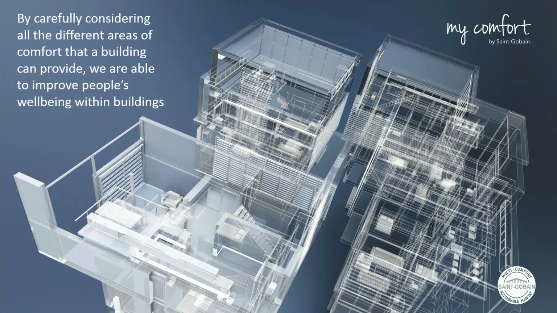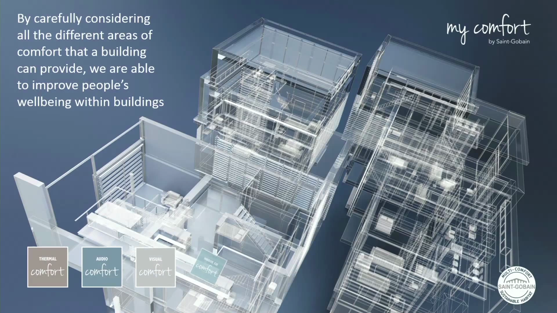So by carefully considering the different areas of comfort that a building can provide, we're able to improve people's well-being within the building. And this is limited to the building and the building fabric and the confines, if you like, of the building. So we believe that the different areas of comfort, which we've divided into thermal, audio, visual, indoor air, but also economic, are all equally important when looking at comfort in a building and providing health and well-being.